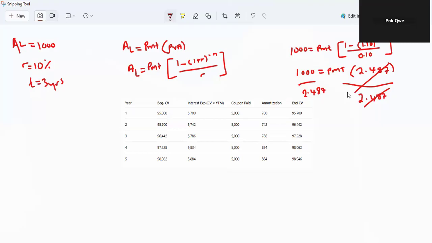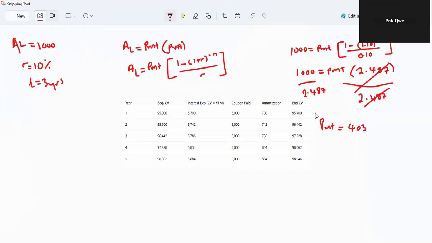What are you getting? Periodic payment will be what? 403. Okay.